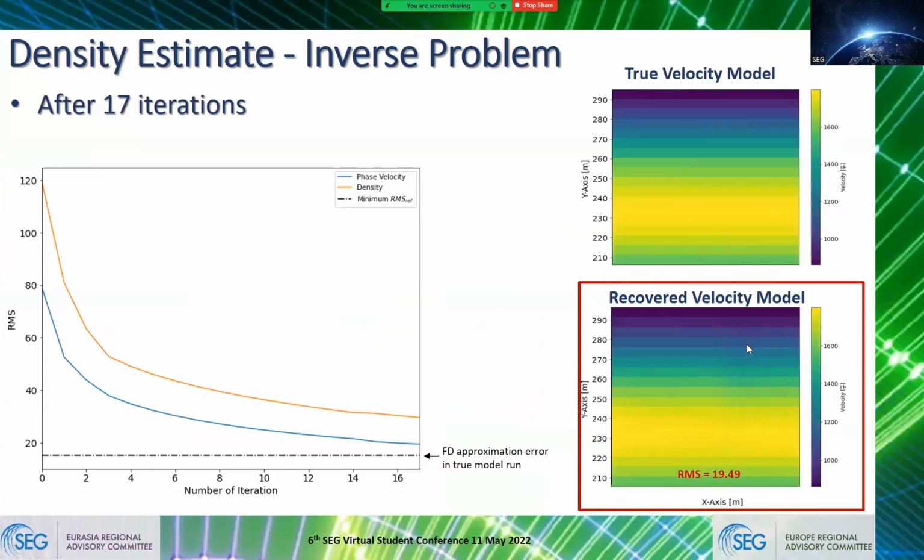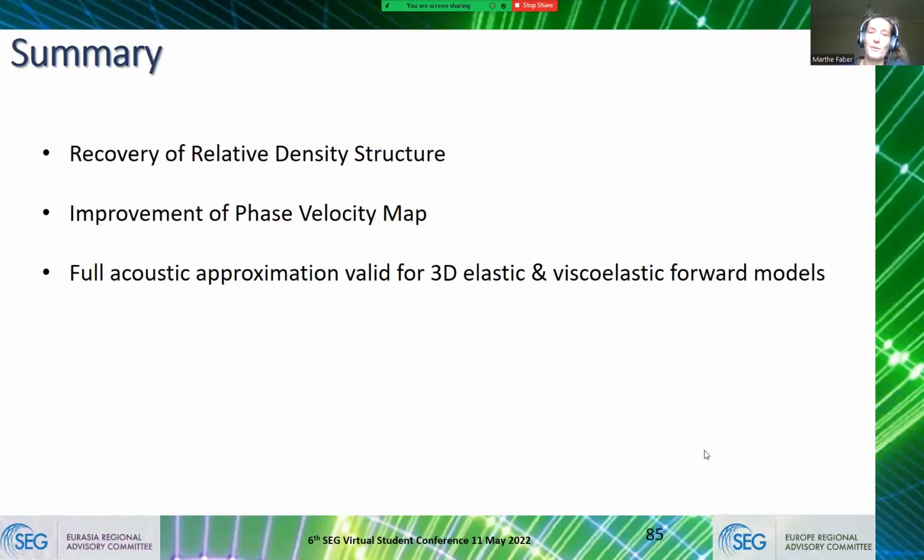Similarly, this is the case for the final velocity estimates, where we could reduce the root mean square error by about 80% through feeding it this density information. As a summary, we are able to recover the relative density structure with the proposed full acoustic formulation of gradometry, and we are able to improve our phase velocity estimates.